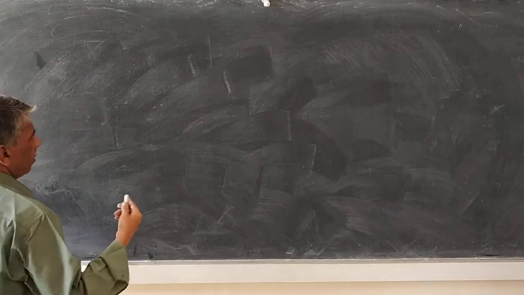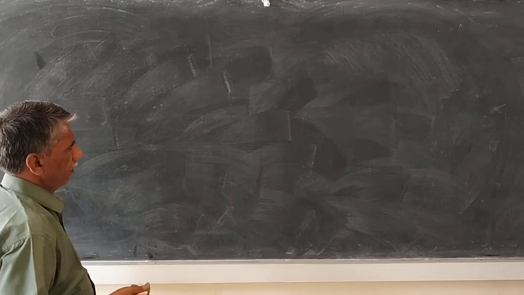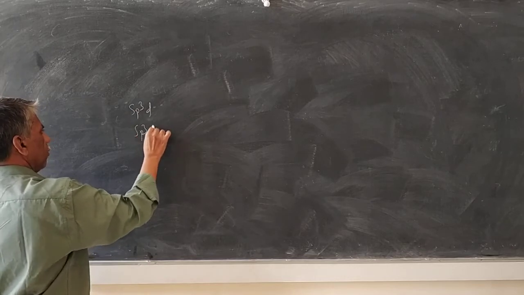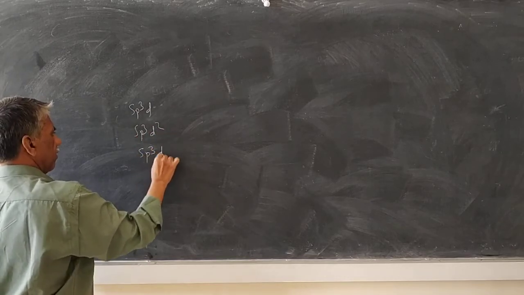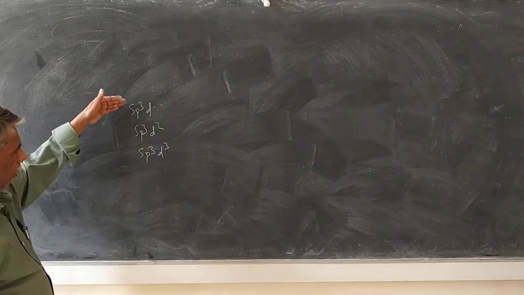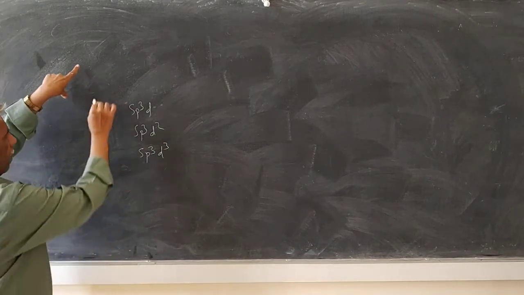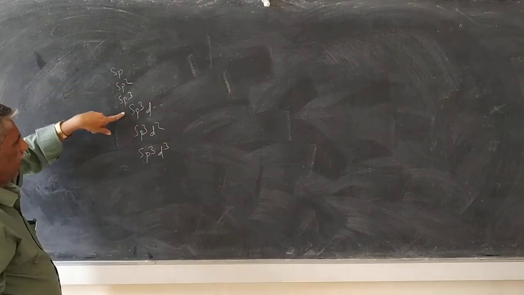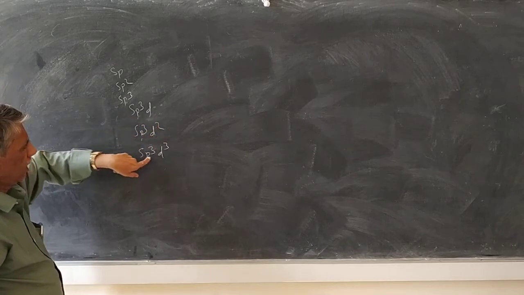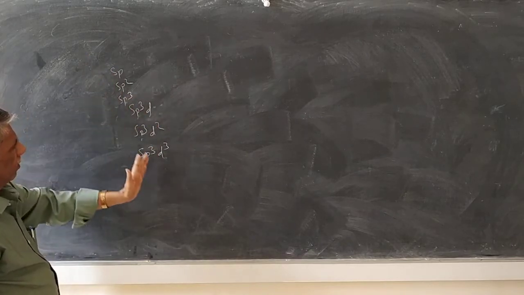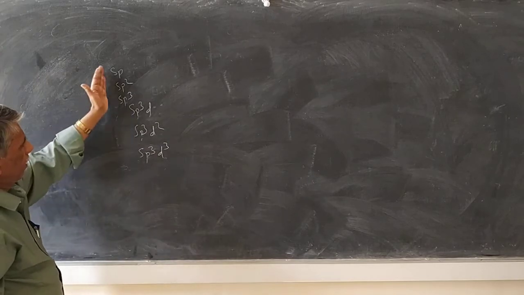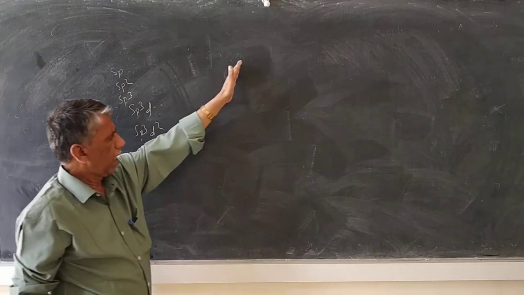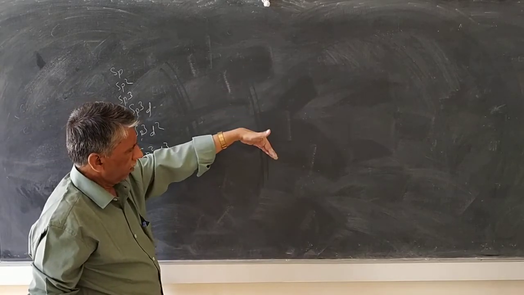Similarly, we have other types of hybridizations: sp3d, sp3d2, sp3d3, etc. So we have sp, sp2, sp3 and sp3d, sp3d2, sp3d3. These are the different types of hybridizations, and depending on the hybridization, the molecules have different bond angles and different geometries or shapes.